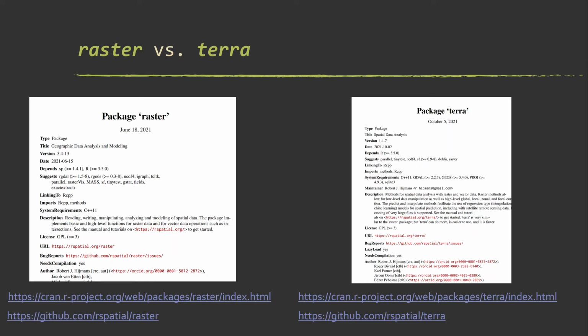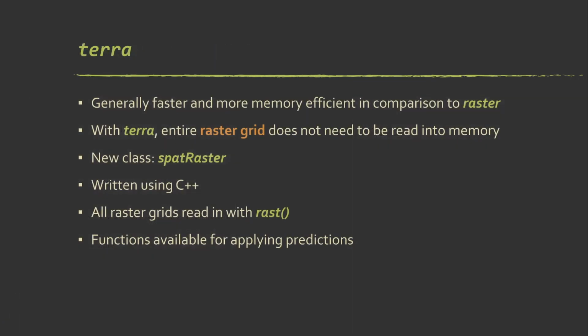So for example, it's written using C++. It's really fast. It doesn't have to read the entire raster grid into memory all at once. So in the future, this is more than likely going to be the way we deal with raster data in R. And it is a bit different than the raster package. Again, it's generally faster and more memory efficient than raster. That's basically why it was created.